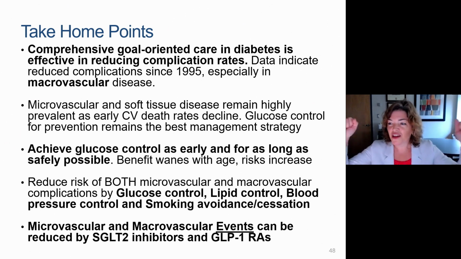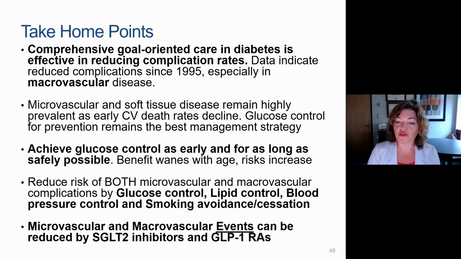All right, take home points. We have made it. Okay, so comprehensive goal-oriented care in diabetes is effective. We know this. Doing everything at the same time sometimes does pay off. Microvascular and soft tissue disease remain highly prevalent. And early cardiovascular death rates are declining, which is great. And we do think of microvascular and soft tissue diseases as not really accelerating death, but accelerating misery.